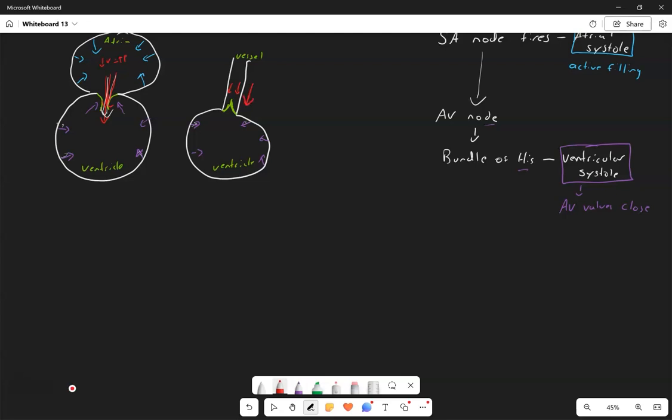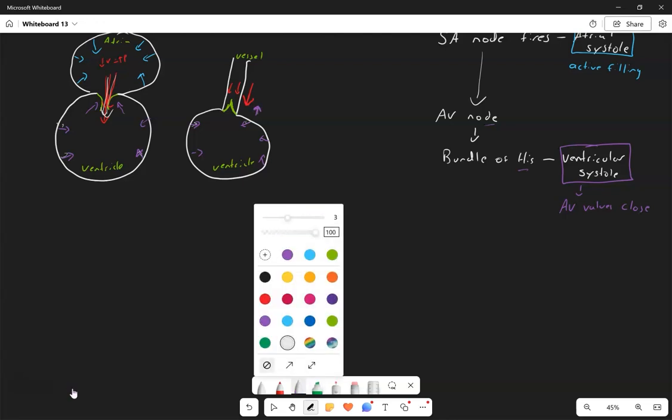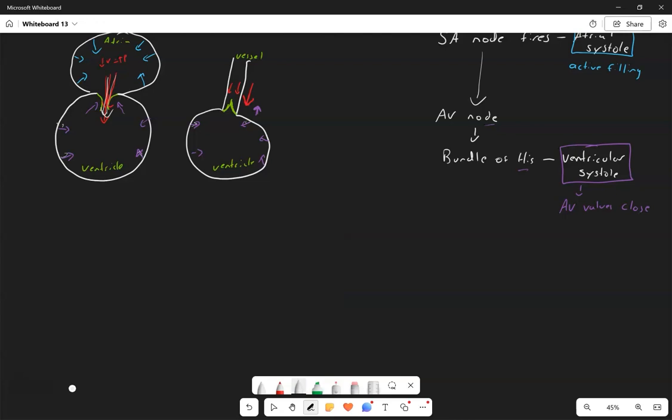And so notice that when they close, we still have over here a force pushing here, but now we have a force pushing in this direction. So we have two forces pushing. But this force here is not enough to exceed this force pushing down. So the ventricles are going to contract, but blood is not going to move anywhere. This is what we refer to as isovolumetric contraction.